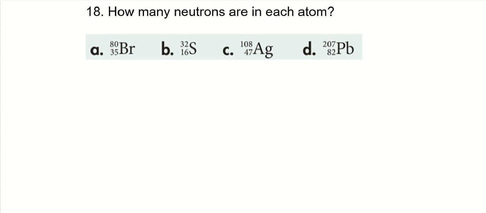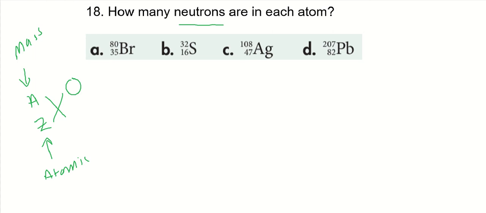How many neutrons are in each atom? Well, why stop there? Let's do protons and electrons as well. So when you have a notation written in this format, where X is a chemical symbol, Z is the atomic number, and A is the mass number, you don't need a periodic table. It gives you everything you need.